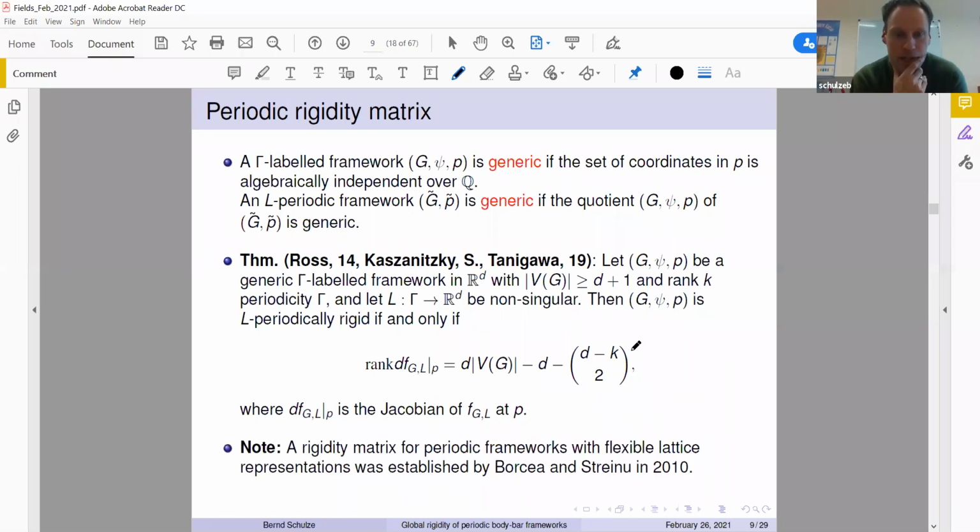Okay, another little remark here. This Jacobian of this rigidity map is of course the periodic rigidity matrix here for frameworks on a fixed lattice. This rigidity matrix is actually a specialization of the rigidity matrix that was established by Cyprian and Ileana some time ago, who established a rigidity matrix for periodic frameworks on a flexible lattice. There you have additional columns that correspond to the additional flexibility of the lattice. So here, when we fix the lattice, our matrix becomes simpler. So we have a special case of their matrix, if you like.